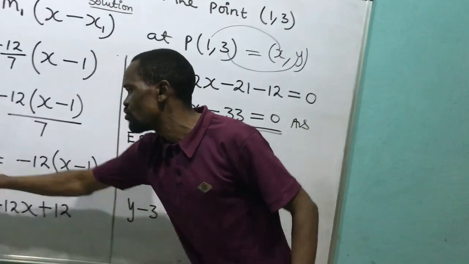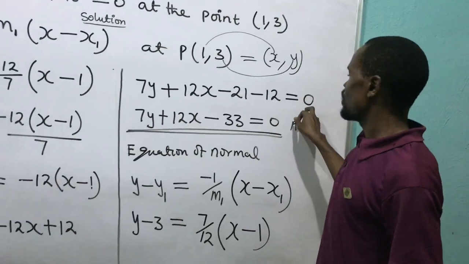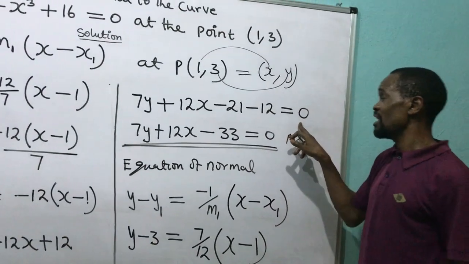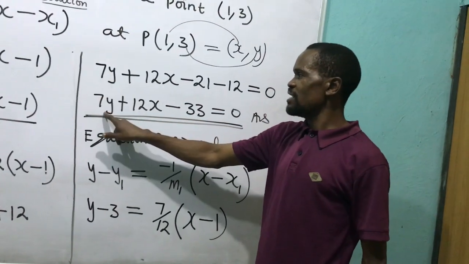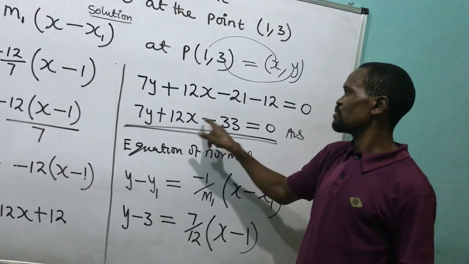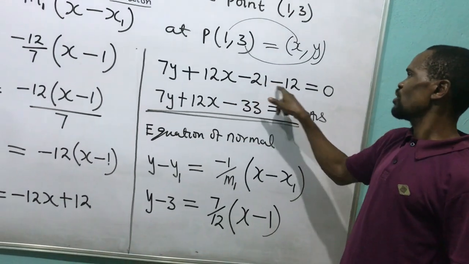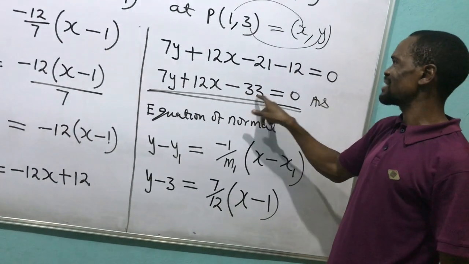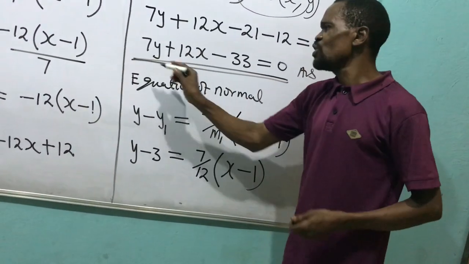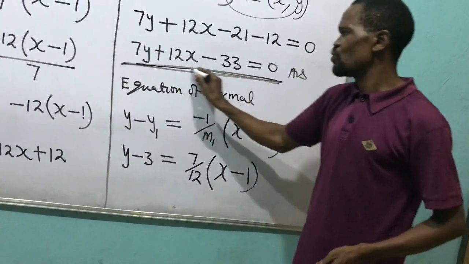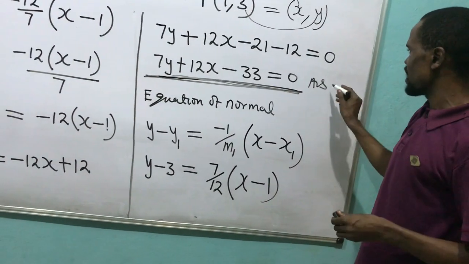Everything over here has gone to the other side, and what is left here is 0. Then I have 7y plus 12x minus, 21 minus 12 will give me minus 33. Minus 33 equals 0. And that's giving me the equation of the tangent. Look at the equation of the tangent they asked me. That's my answer.